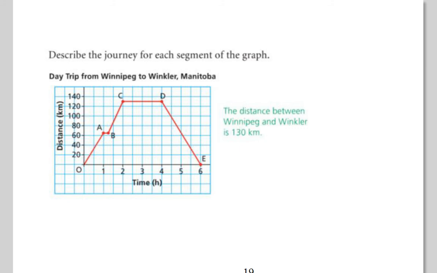Okay. At a constant speed, because you keep traveling the same, it's like a staircase. You travel the same amount of distance in the same amount of time. Then what happens from A to B?